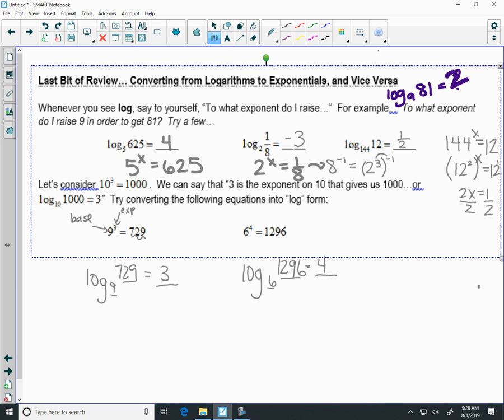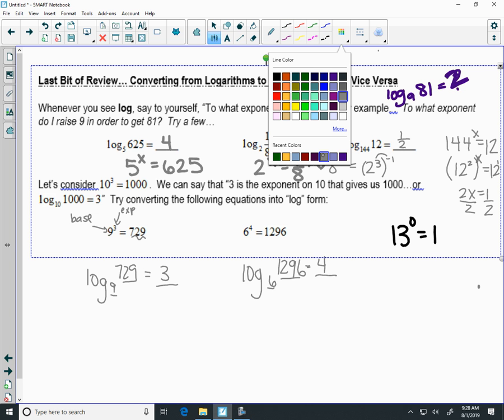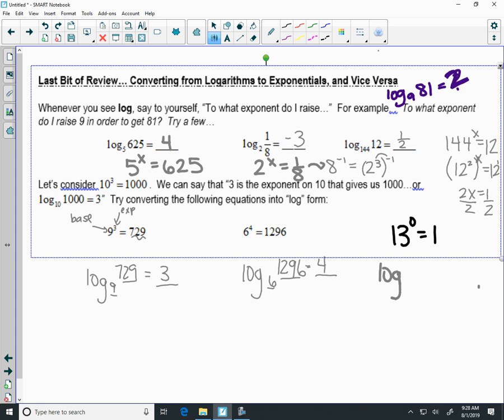On my paper, I have 13 to the 0 equals 1. I don't know if you have that one. Apparently some of my equations moved around a little bit, which is frustrating. So here, if you don't have that one, you can have it. My base here is 13. My exponent is 0. And I'm taking a log of 1. Log base 13 of 1 equals 0.